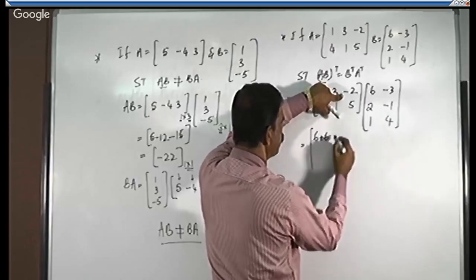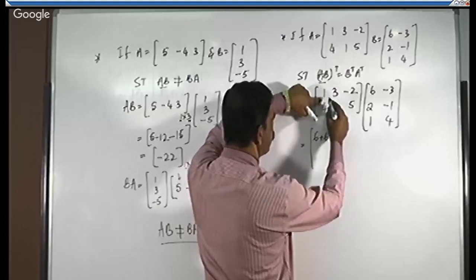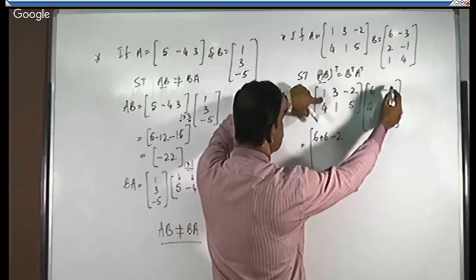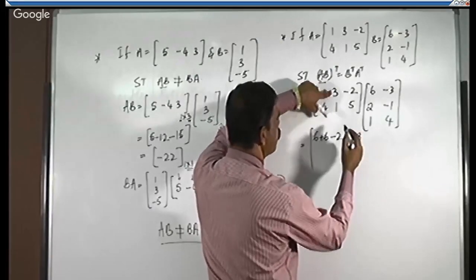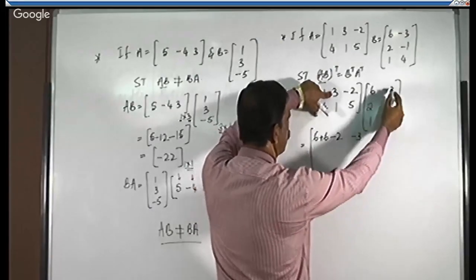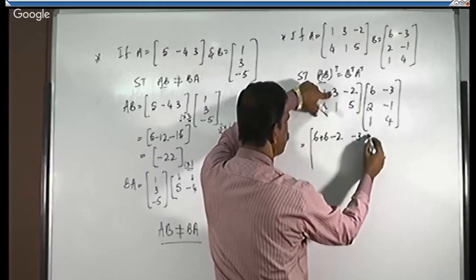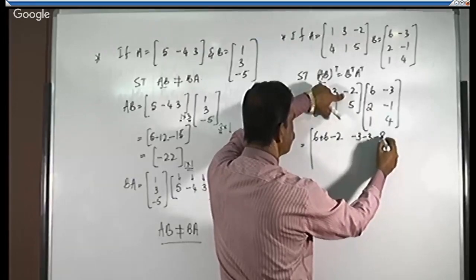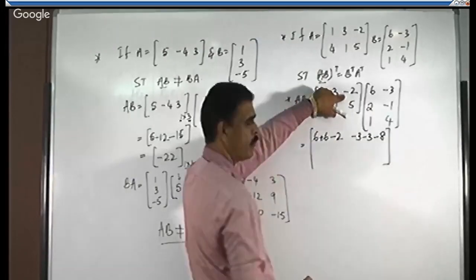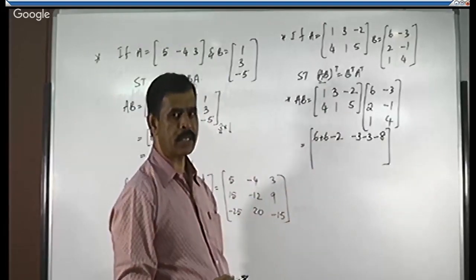Minus 2 into 1 is minus 2. This is first row, first column. Okay. Next, first row, second column. 1 into minus 3 is minus 3. Next element, 3. Here, down. Next element is minus 1. 3 into minus 1 is minus 3. Minus 2 into 4, that is minus 8. First row is multiplied with first column and second column.